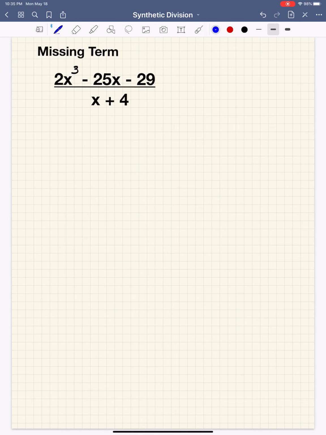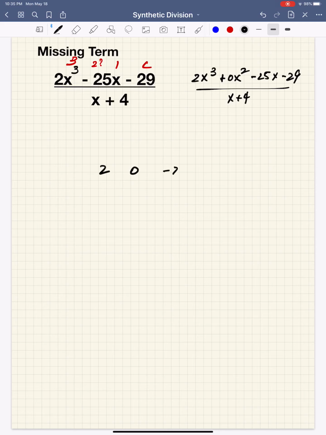Okay, two more. Another missing term problem. So you have x to the third, you don't have an x squared, but you have an x to the first power and a constant. And again, just rewriting it, you have 2x to the third plus 0x squared as a placeholder, minus 25x minus 29, all over x plus 4. And so here we go. I'm going to have 2, 0, negative 25, and negative 29. And on the outside, we're going to have negative 4.